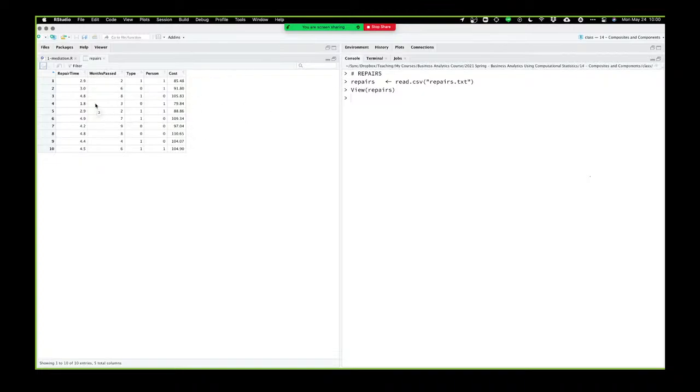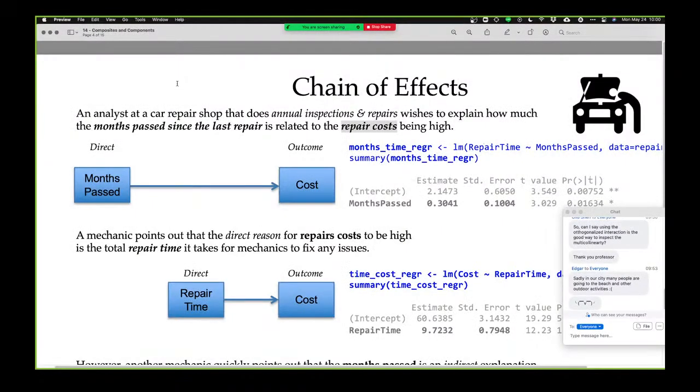For this first regression, I'm only going to look at months past and cost. Months past is how many months have gone by since the last time you came into our shop. And the cost is how much are we charging you? And I take it this is in US dollars, not in Taiwan dollars. And how much we're charging you for the repairs.